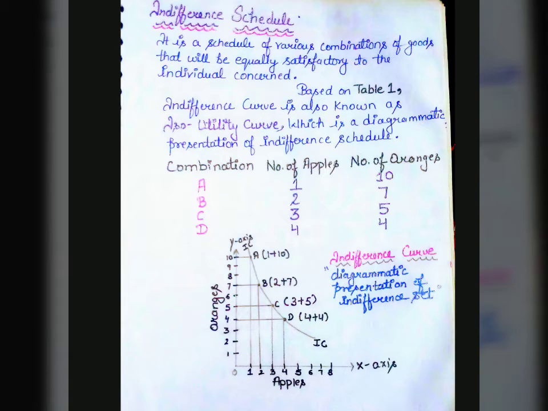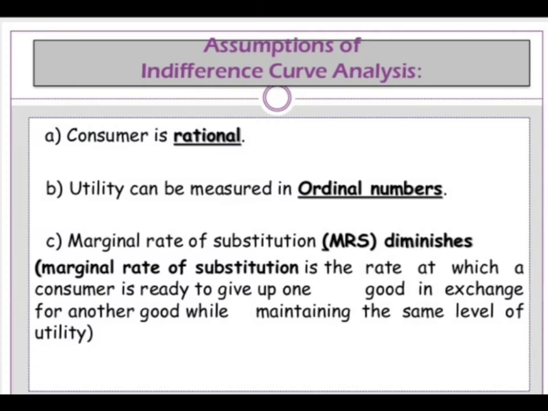It is also known as the diagrammatic presentation of an indifference set. Indifference set means commodity A equals B equals C equals D. Now you can see this is a schedule of various combinations of goods that will be equally satisfactory to the individual concerned, that means to the consumer. Please make this also. Okay, now there are some assumptions that we have to make before making any graph.